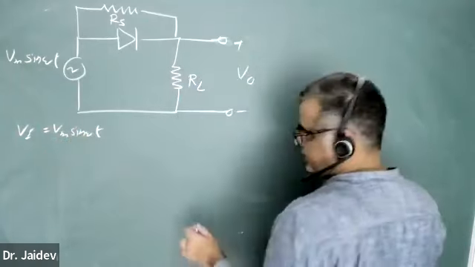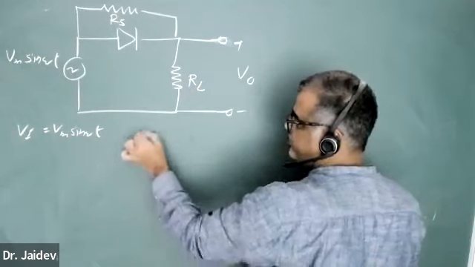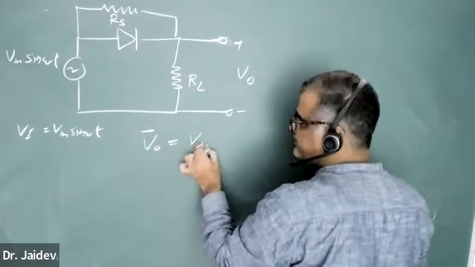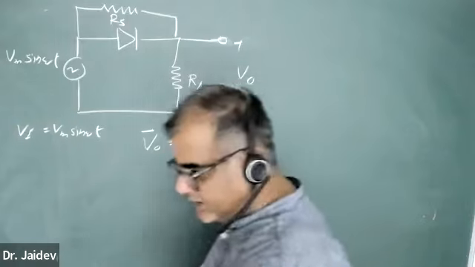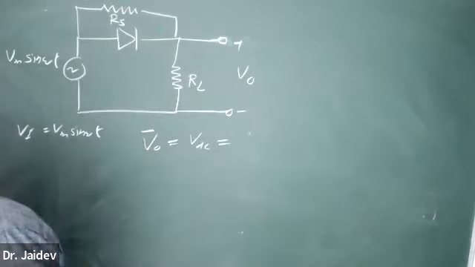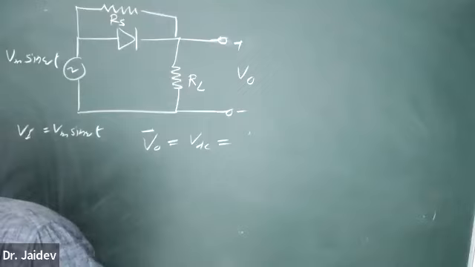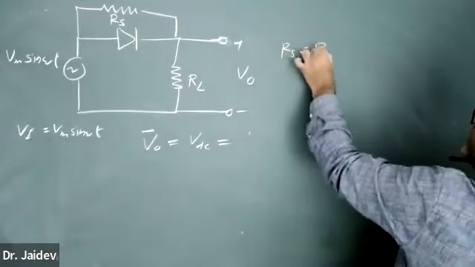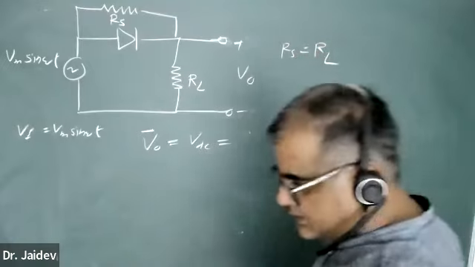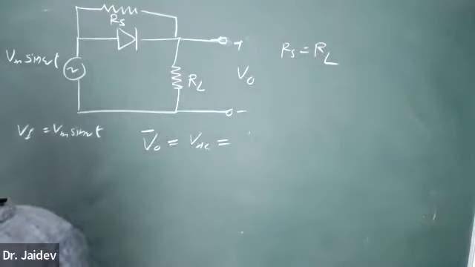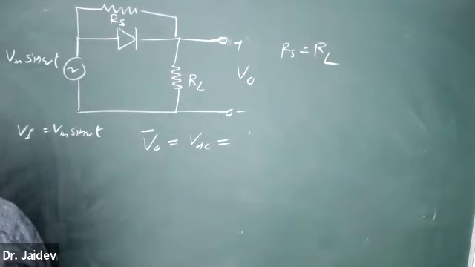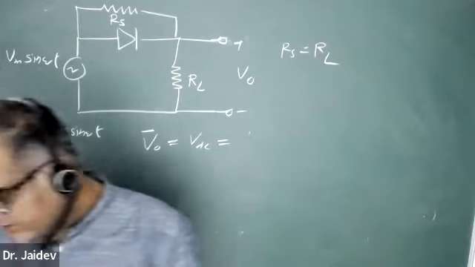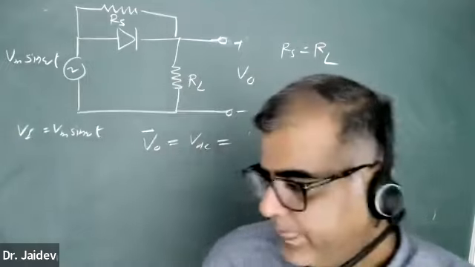You need to tell me what is the average of V output, or what is the V DC value. Calculate and tell me. First, you need to write the function in different time periods, and you have also been given that your RS value is RL. RS is equal to RL, so you can divide the voltage equally if you want. Now you just tell me what is the VDC. I am giving you 5 minutes.